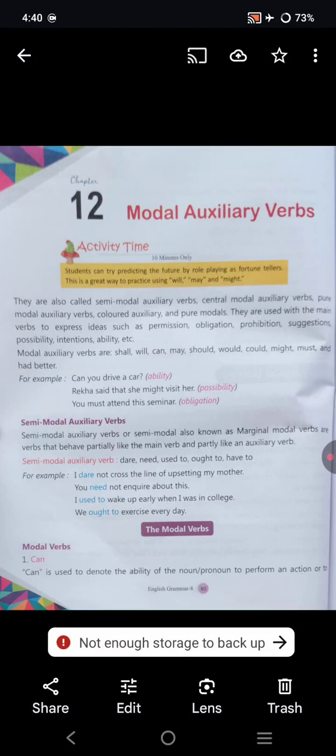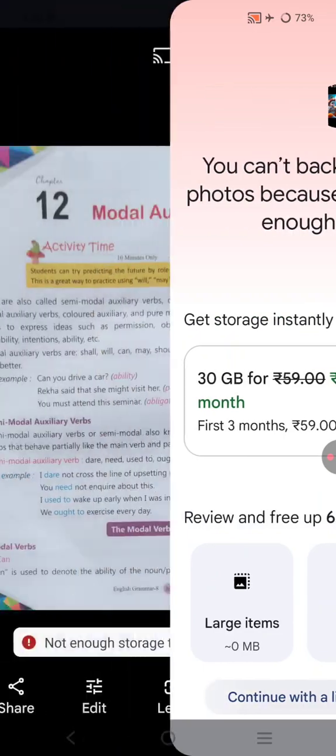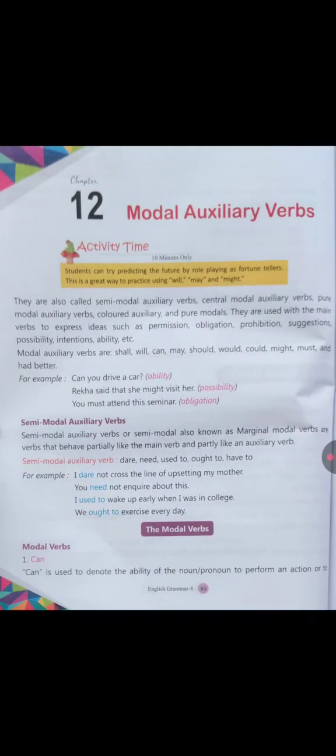Now, semi-modal auxiliary verbs. Semi-modal auxiliary verbs, also known as marginal modal verbs, are the verbs that behave partially like the main verb and partially like an auxiliary verb. So, semi-modal auxiliary verbs: dare, need, used to, ought to, have to. For example, I dare not cross the line of upsetting my mother. You need not inquire about this.